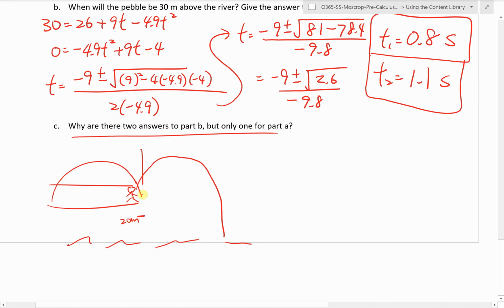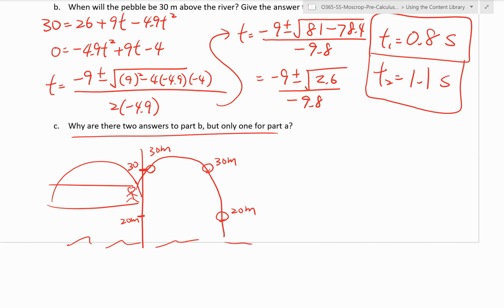So if I drew an axis right here like that, 30 meters is probably somewhere here. So you can see when this person throws the pebble up, it actually hits the 30 mark once and hits the 30 mark the second time right there. Whereas 20 meters, it only hits it right here. And that's why, so this is the 30 meters mark, 30 meters mark, and this is the 20 meters mark. That's why you end up with two answers in part B and one answer in part A only.